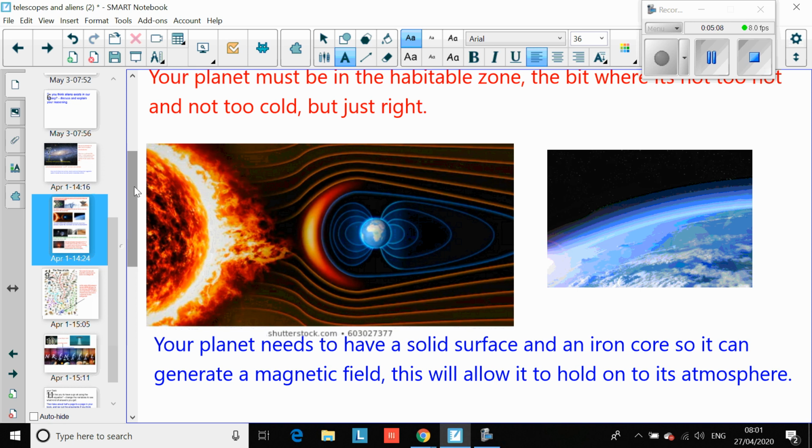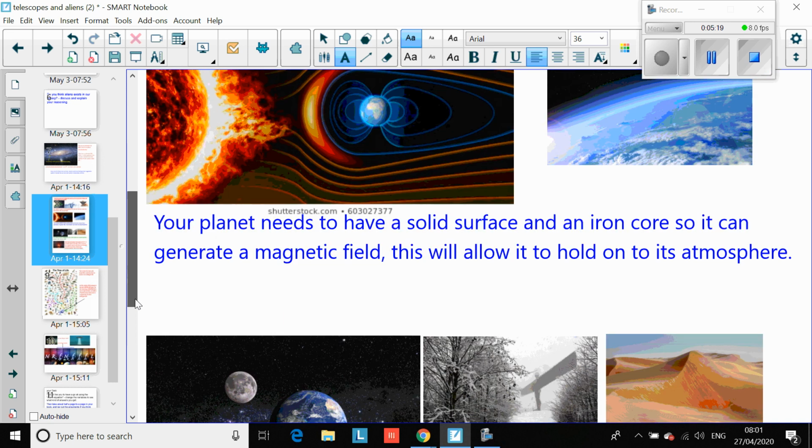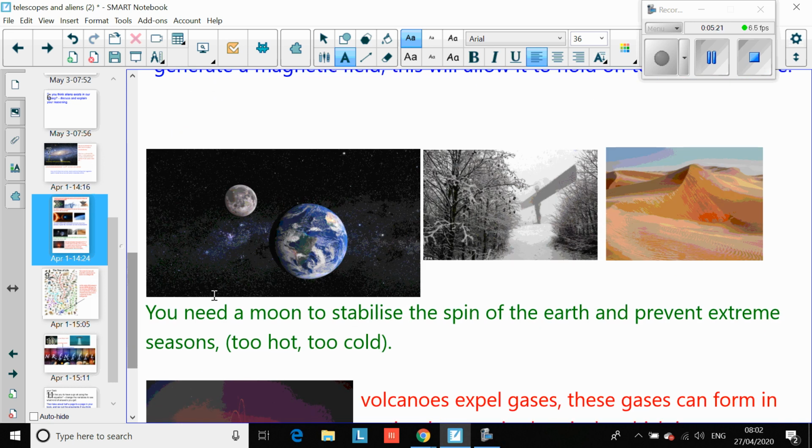For example, Mars did have an atmosphere that was like Earth's once, but its magnetic field switched off and the atmosphere got stripped away over a few million years. Okay, a few other things that help life. Now, a moon. Earth has got a moon. Now, this was a result of a very early collision in Earth's history.